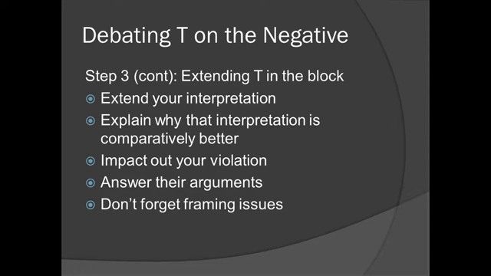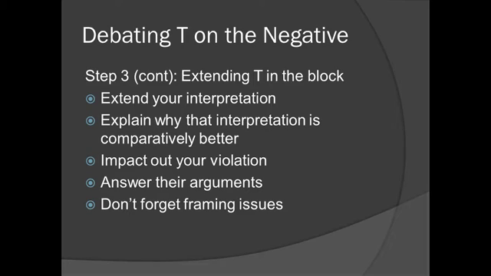So the ways that you actually execute on this are, the first thing you want to do is extend your interpretation. You want to make it clear to the judge what your interpretation of this year's resolution ought to be. Then you want to provide an explanation for why that interpretation is comparatively better than the interpretation that the 2AC has provided. Then you want to impact out your violation. You want to explain why the affirmative has not met this, and why what they have done is uneducational and unfair. And these are the different filters I've talked about before, with things like flexibility and predictable limits, etc.